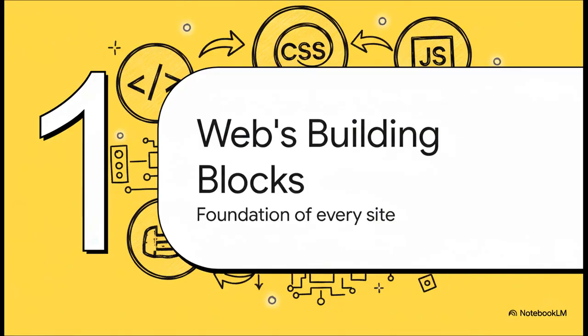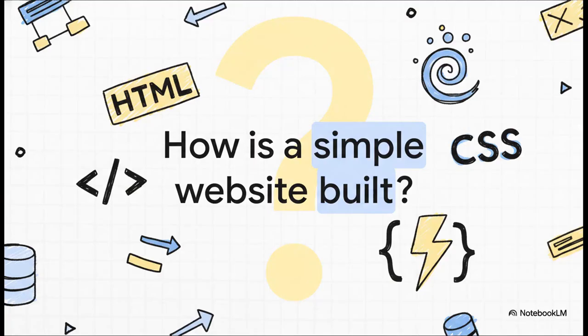You know, it doesn't matter if it's a simple little blog or a massive social media site. Every single website you visit is built on the exact same 3 core technologies. So let's start there and figure out what they are and how they actually work together. So what does it really take to get a website off the ground? What are the core ingredients you just can't do without?